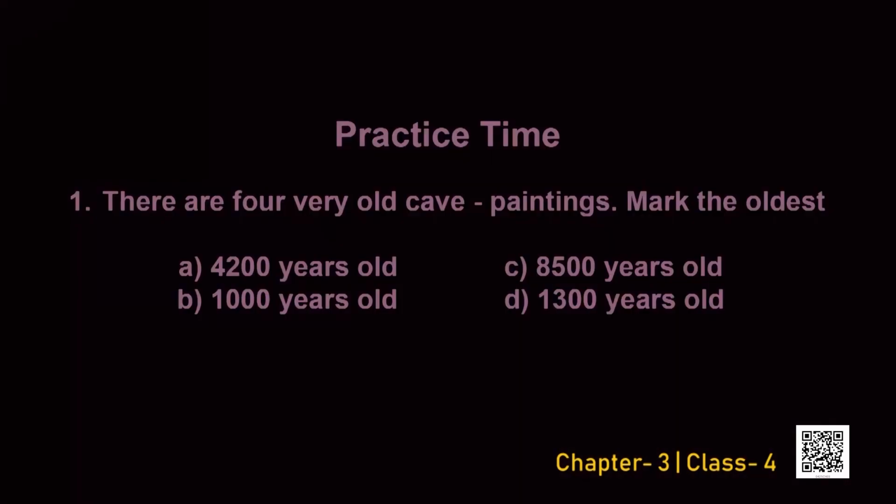Okay children, let us have some more questions for your practice time. Number 1, there are 4 very old cave paintings. Mark the oldest. A 4002 years old, B 1000 years old, C 8500 years old, D 1300 years old. By observing these numbers, easily we can find out the answer. So, the answer is C 8500 years old.